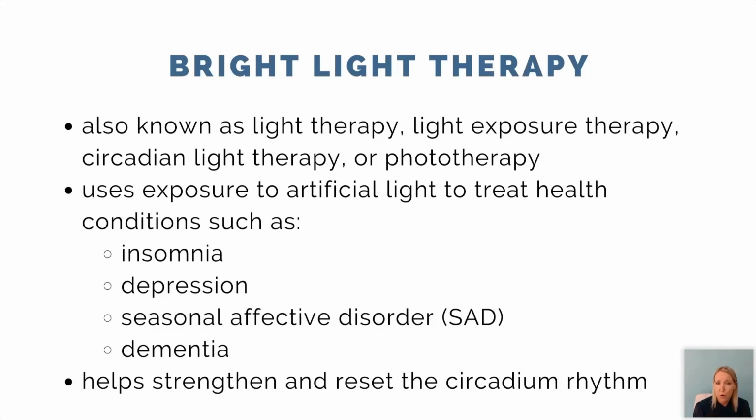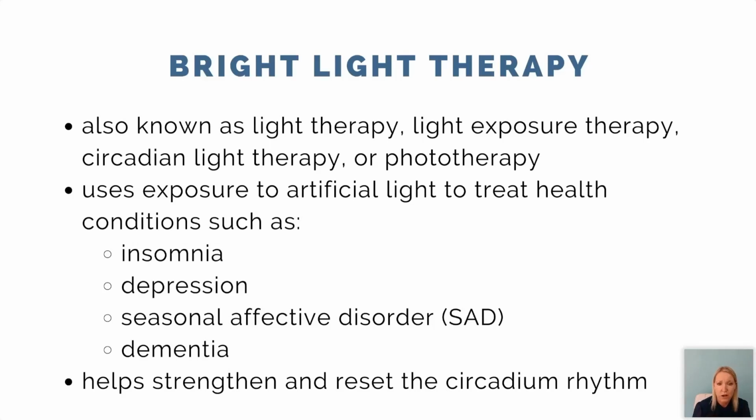So you might have heard about bright light therapy, but it's also known as light therapy, light exposure therapy, circadian light therapy, and phototherapy. And it's really more well known in the area of mental health and depression, okay? And bright light therapy uses exposure to artificial light to treat health conditions. And as I said, depression and seasonal affective disorder, called SAD, is probably the most popular when it comes to bright light therapy, but insomnia can be treated with this as well as dementia. So it helps strengthen and reset the circadian rhythms.